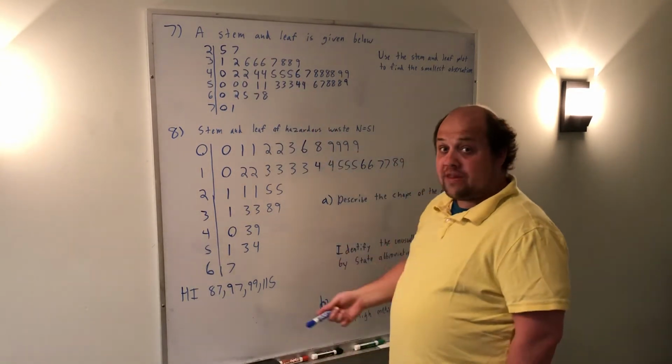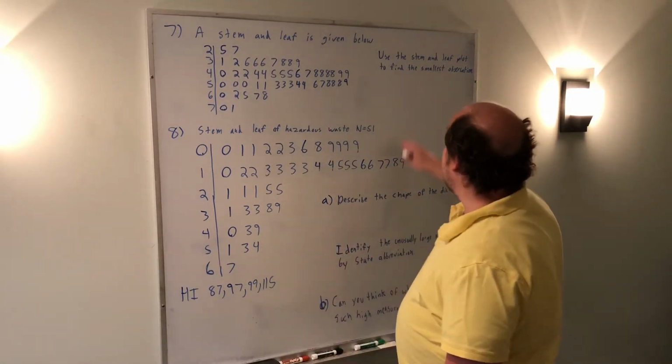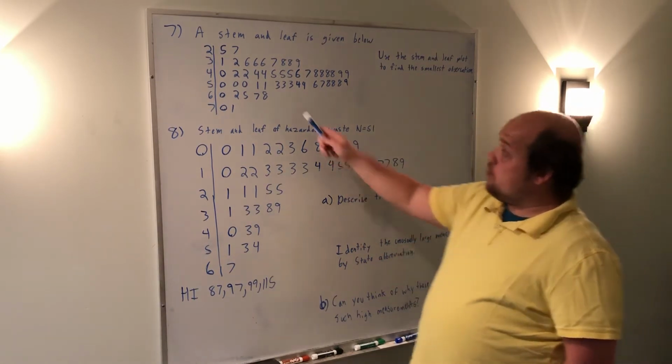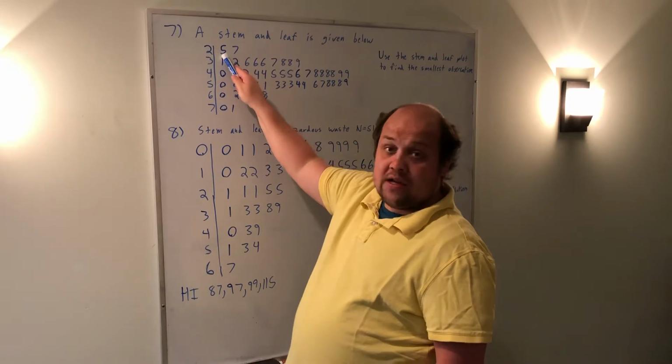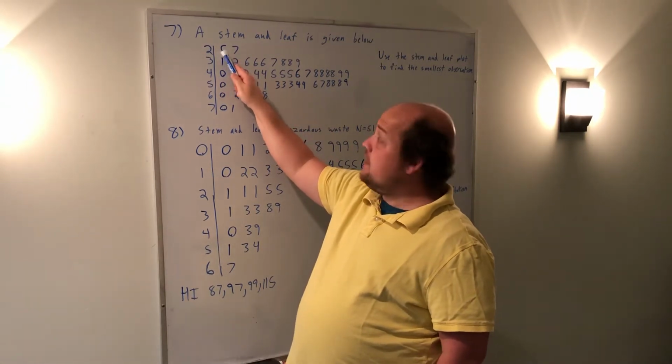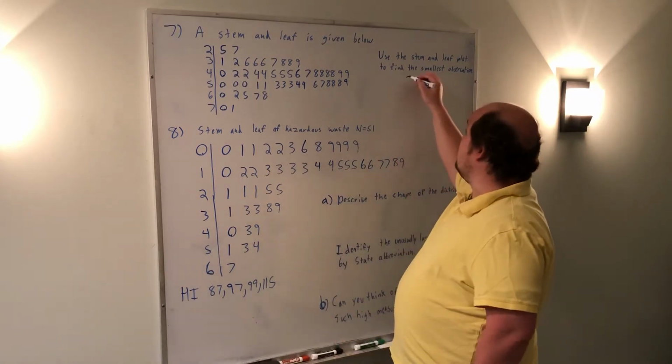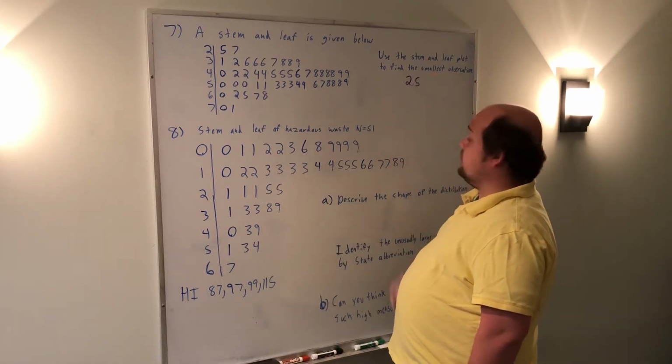So knowing that that's how the numbers are arranged, when it asks us to use the stem and leaf plot to find the smallest observation, we go to the very first point right here. This is the smallest observation. It has stem 2, leaf 5. So the smallest observation is 2.5.